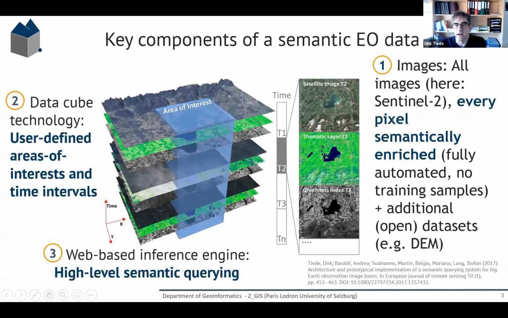What we defined as a semantic data cube is what you see here. It works at the moment on optical data. They should be calibrated at least to top of atmosphere reflectance values. We enrich every pixel in our data cube semantically, so there is a spectral category available for each pixel. We store or index the data in a data cube using data cube technology, and we created a web-based inference engine where we also programmed a Python semantic query language which can deal with that semantic data.